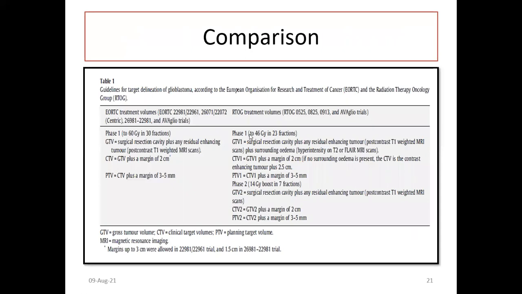If you see the comparison I have shown before, in a single phase treatment, it is GTV plus residual enhancing part, CTV is GTV plus 2 cm, PTV is CTV plus 3.5 mm. But in RTOG, these are the various trials: 0525, 0825, 0913 Avastin trials. All have two phase treatments. Phase 1 is GTV plus enhancing component, T2 FLAIR abnormality plus 2 cm, for 46 gray. For another 14 gray, phase 2 is GTV, surgical cavity, enhancing component plus 2 cm CTV.